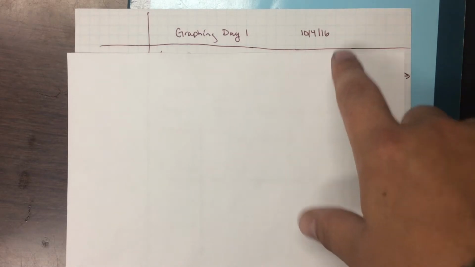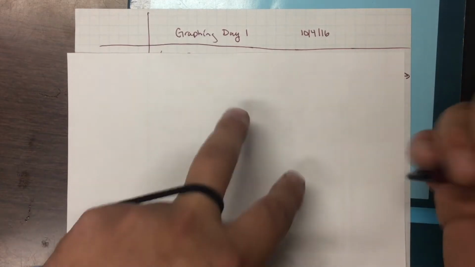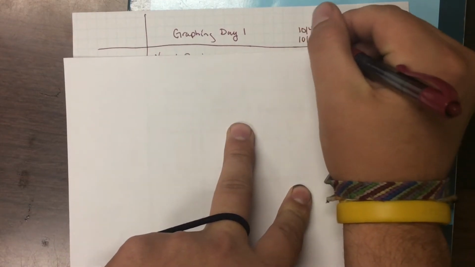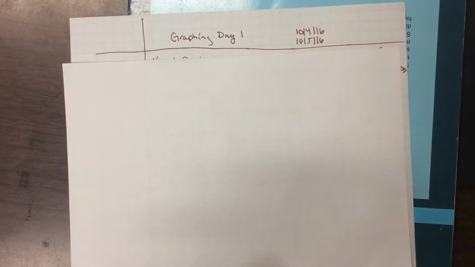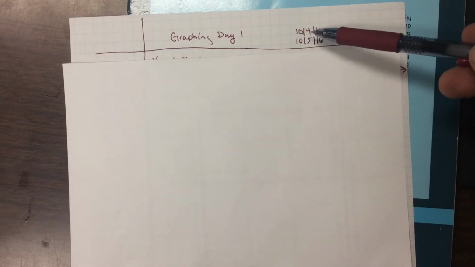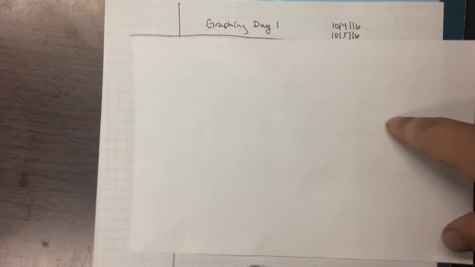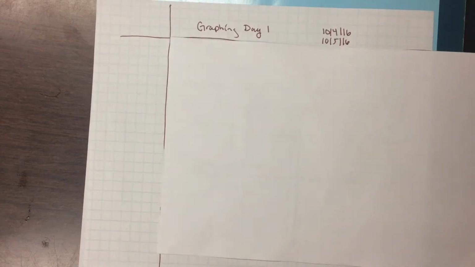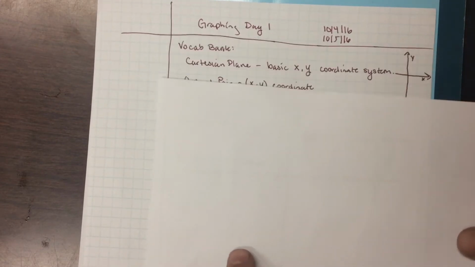You are either taking this on 10.4.16 or you might be watching this on 10.5.16, but make sure we're following our Cornell Notes format. So you have the topic and the date at the top with a line underneath it. You also have a line going down, giving yourself about 2 to 2.5 inches on the left-hand side for questions in a few days. And of course, vocab bank.